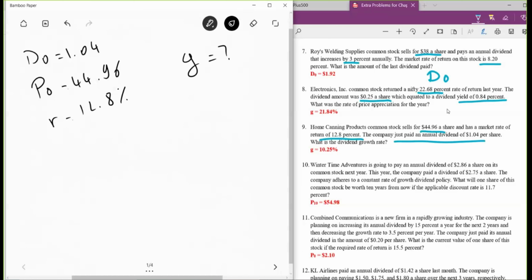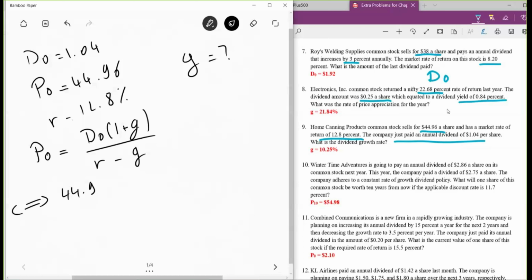So in this case, I can say that the price P0 equals D0 into 1 plus G. So this is, if you want, like the fourth way or the fourth formula to compute G, divided by R minus the growth rate. So I have 44.96 equals 1.04 times 1 plus G divided by 0.128 minus G.